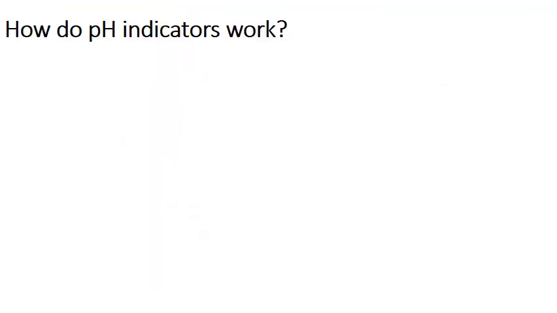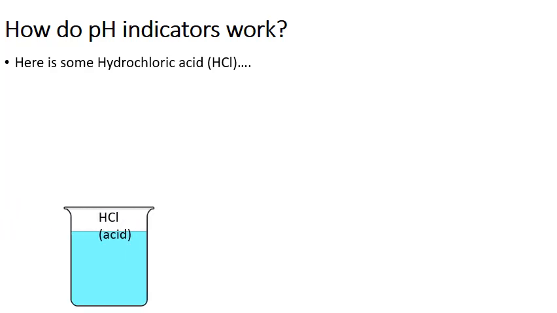So how do pH indicators then work? Well, here is a beaker of hydrochloric acid. HCl is hydrochloric acid. Now, I already know hydrochloric acid is an acid. The word acid's in its name. I'm not trying to learn, is hydrochloric acid an acid, or is hydrochloric acid a base? I already know hydrochloric acid is an acid.